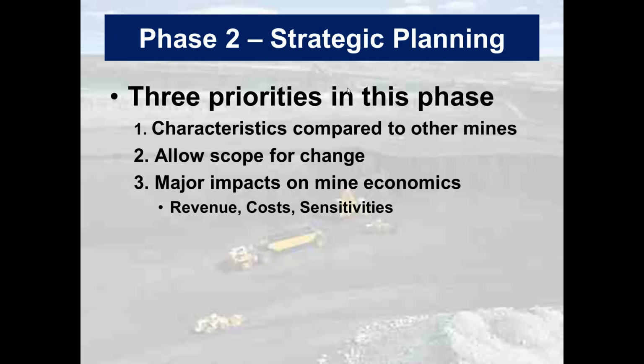Phase 2 is the strategic planning. The second phase fills a critical role in optimizing the plan. It sets in place the fundamental economic structure for the entire mine. And the priority in this phase of the planning cycle is to ensure three things. First of all, the understanding of what characterizes this mine compared to other mines, and what characterizes this mine's products as judged by the customer, and adoption of a strategy that maximizes its value.